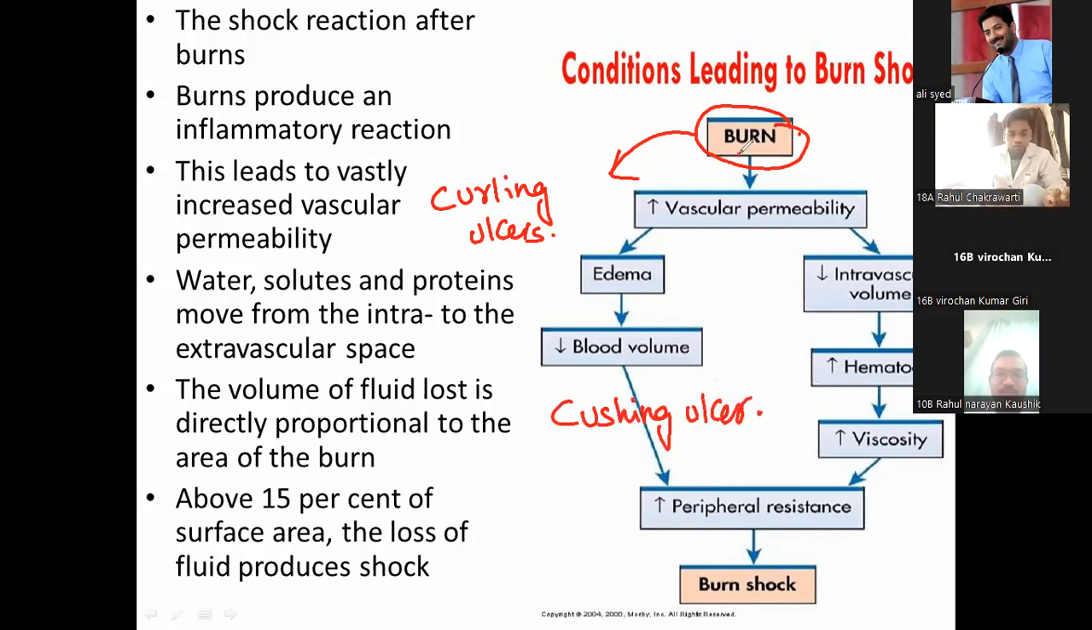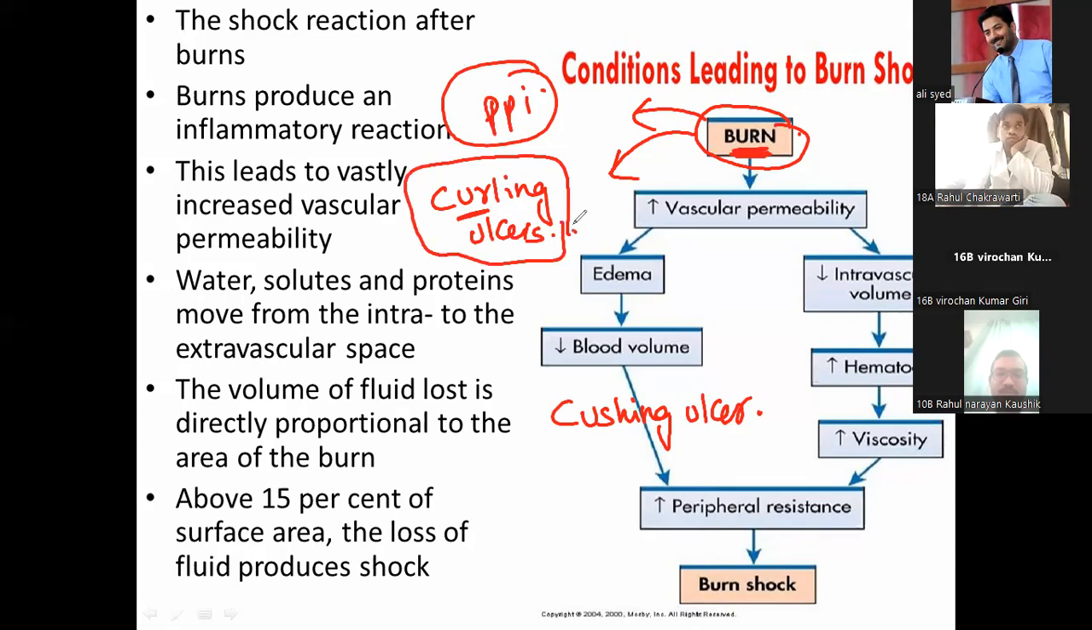Burn, Curling ulcer is present. So curling ulcer is present in burns. So you can understand that a patient with burn injury can result in the formation of curling ulcers. But now curling ulcers are rare because immediately after the burn injury, we give the patient proton pump inhibitors. So when you are using proton pump inhibitors, there will be less risk of forming curling ulcers.